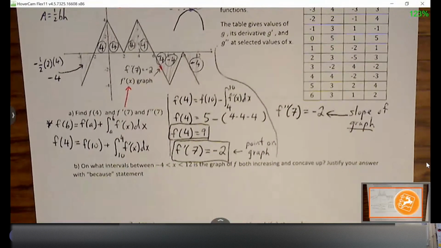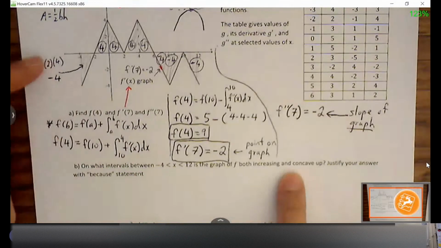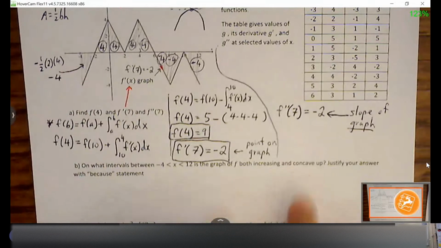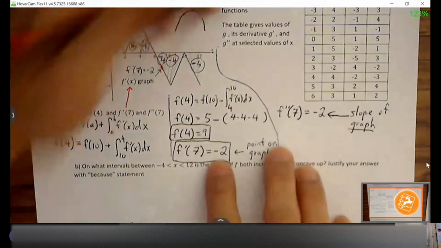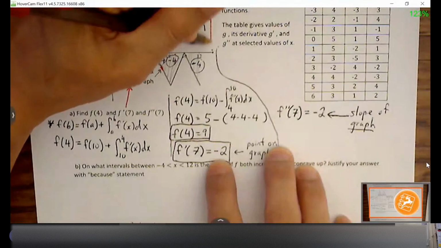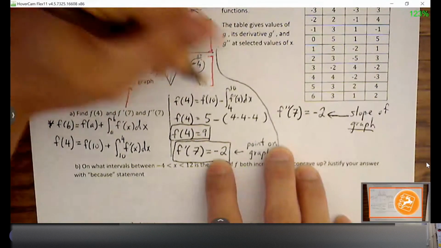All right, part B. On what interval between -4 and 12 is the graph of f both increasing and concave up? So we're looking at the f prime graph. So we want to know when the graph is both increasing and concave up. So our derivative graph, we know that we can think of our derivative graph and label accordingly.